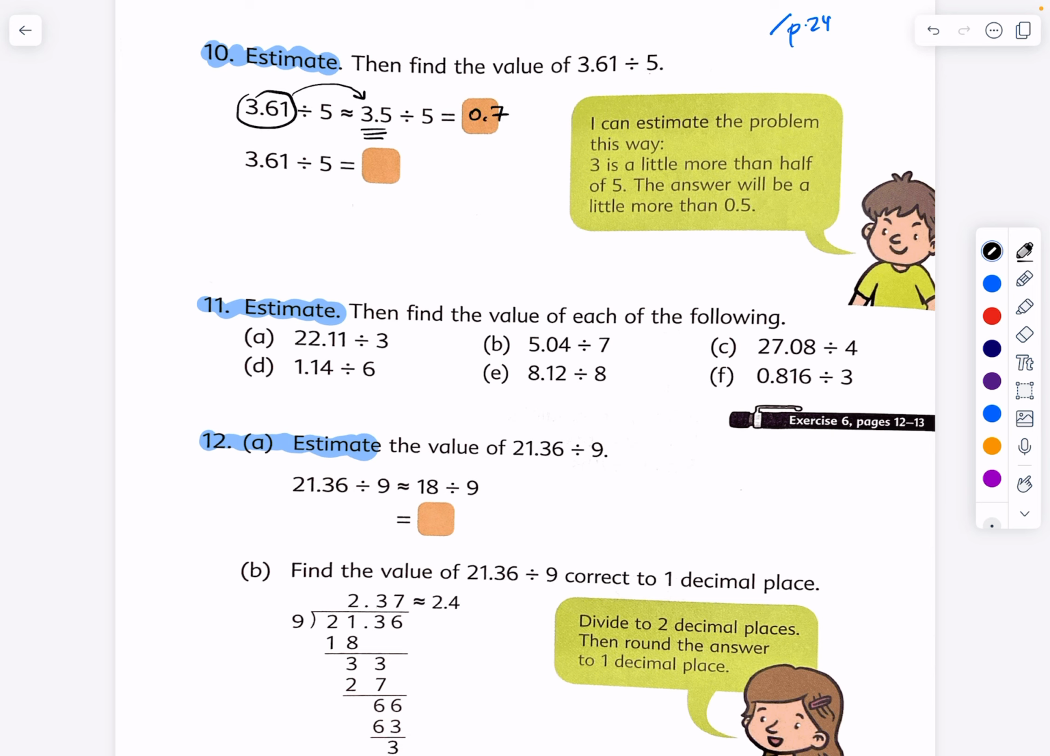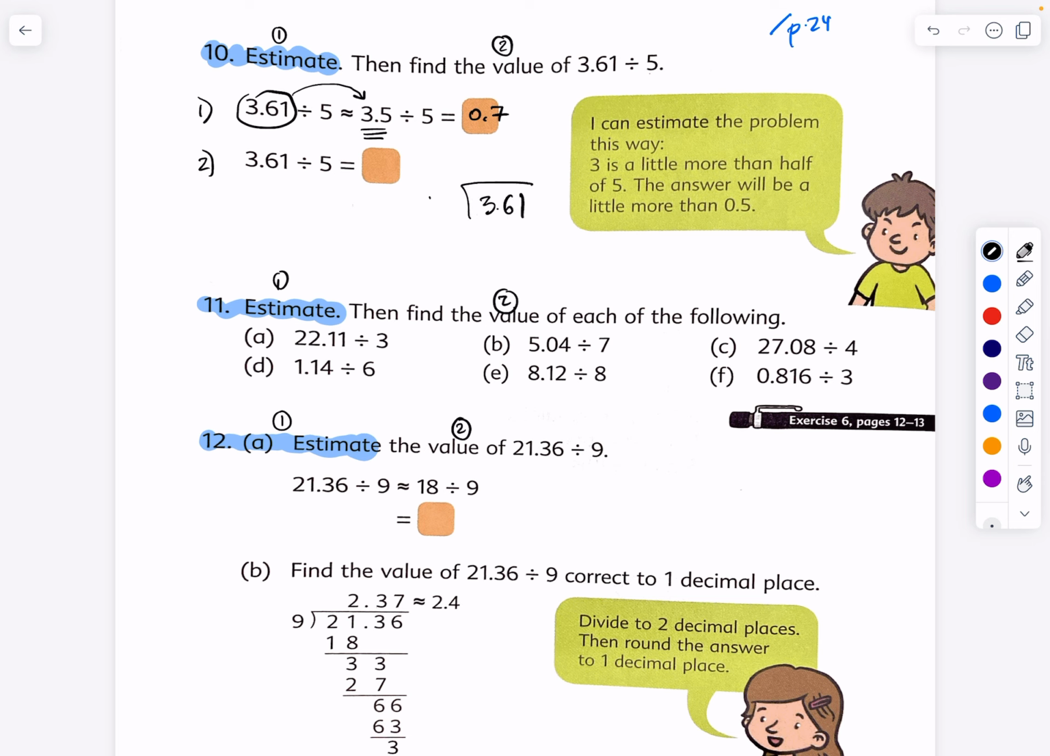Now, let's employ long division. So this was part 1. And let's do long division to find the actual value. So step 1, we estimate. And then part 2, find the value. Find the value in all of these examples. And I'm going to lead you through them. So let's write it down.